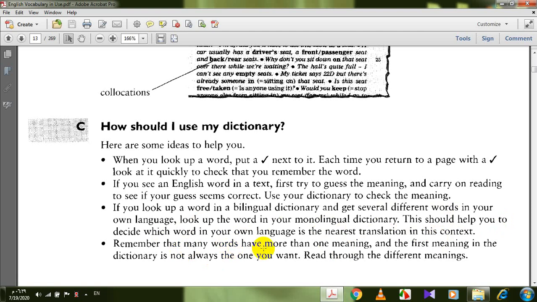Remember that many words have more than one meaning. And the first meaning in the dictionary is not always the one you want. So you have to read through the different meanings and decide which one you need most. It is not always the first meaning given. It might be the second, the third.